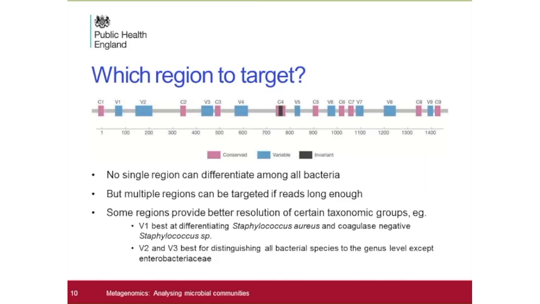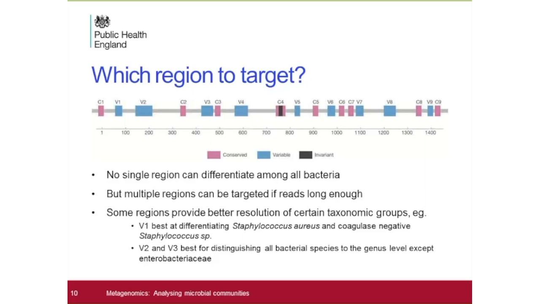And also to keep in mind that there are specific regions such as, for example, V1 is best at differentiating Staphylococcus aureus from the rest of the Staphylococcus species, mainly the Coagulase negative that are a challenging group. So Staphylococci and other gram-positive cocci are a lot easier to discriminate among them using V1.